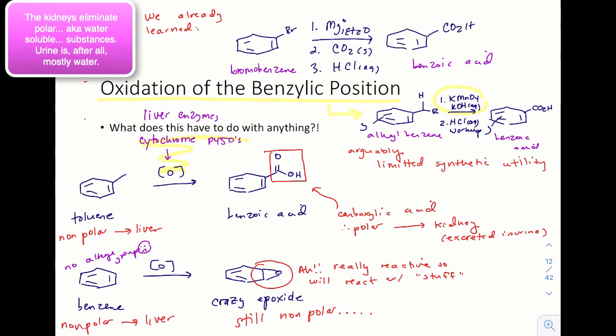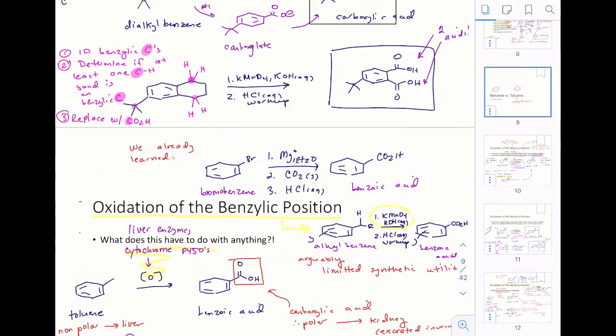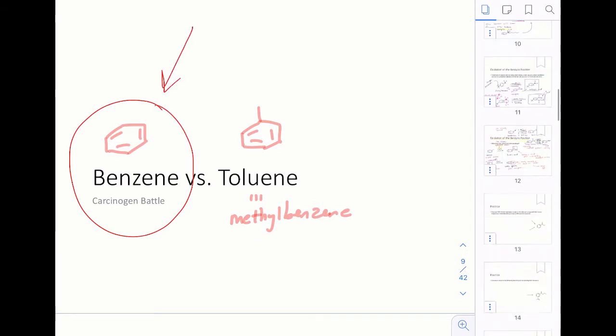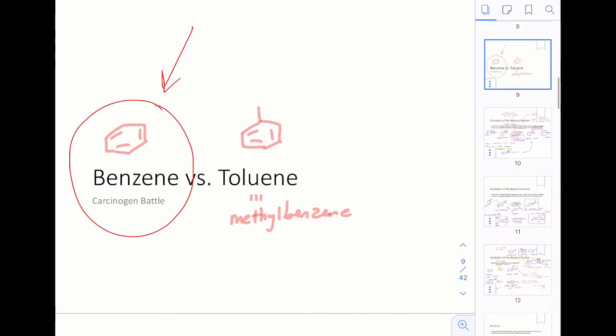It is really reactive and is going to start reacting with stuff. And by stuff, I mean molecules inside of the body. It can alkylate proteins, it can alkylate DNA. Yikes, that sounds awful, and that can lead to cancer. So the winner of the carcinogen battle is benzene. Benzene is more carcinogenic than toluene, though personally it's a bad idea to ingest either of these compounds.